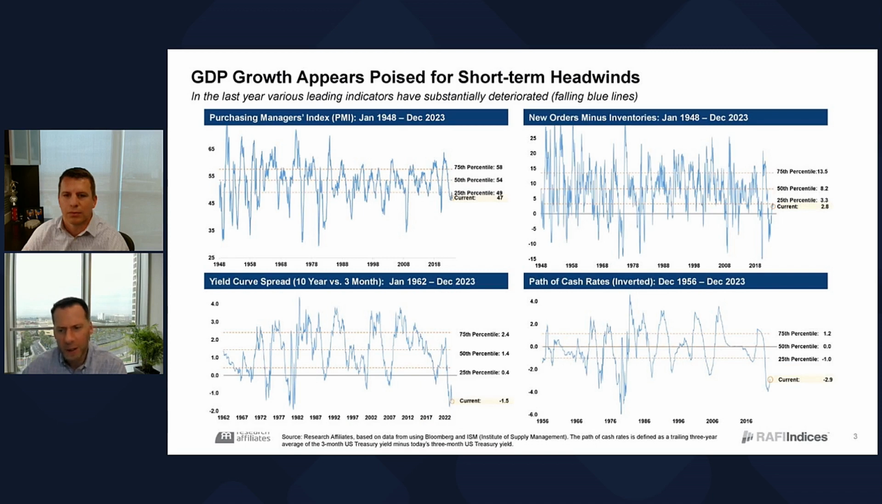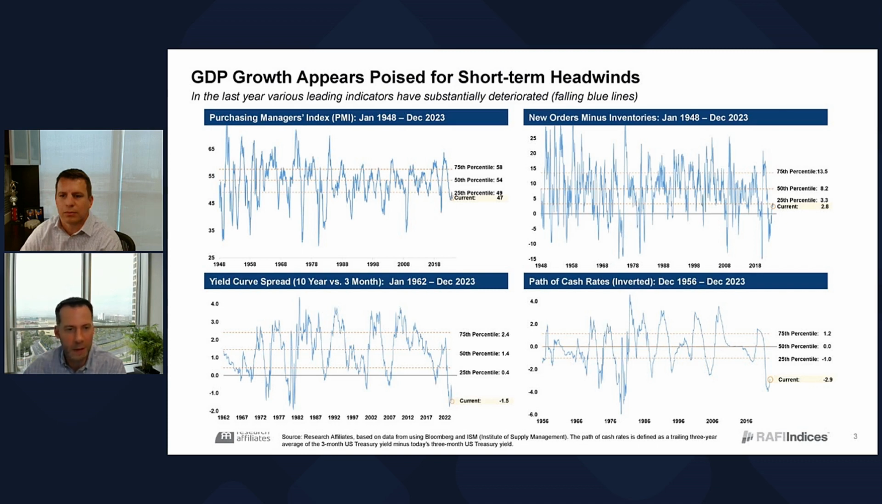So if we switch from what's been happening now to think about the future, how do we think about what's going to happen with growth, or quote unquote forecasting growth? And we look at a number of different metrics. There are four represented here. The first one is the Purchasing Managers Index, the PMI. And what we see are PMIs that are below even the 25th percentile. So on average, this number should be compared to 50.